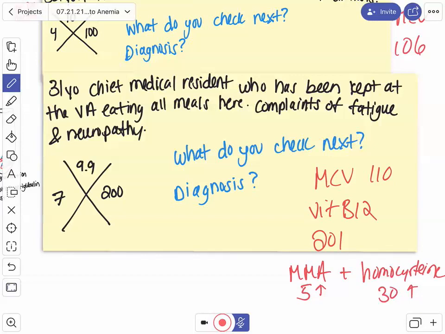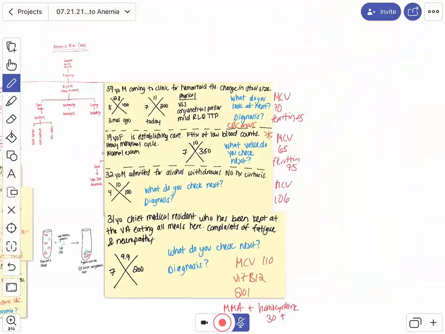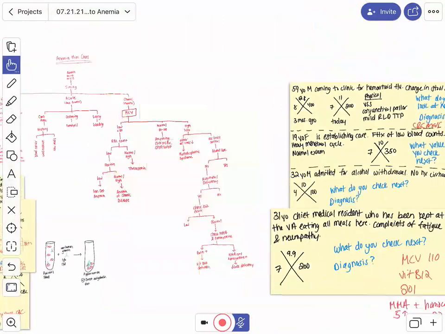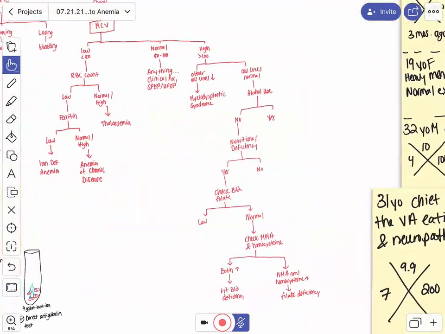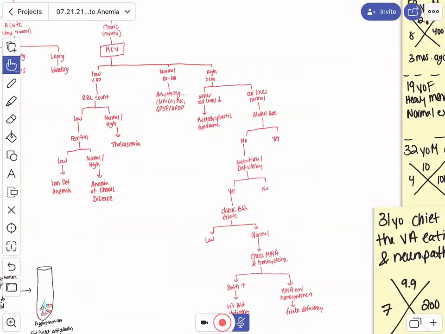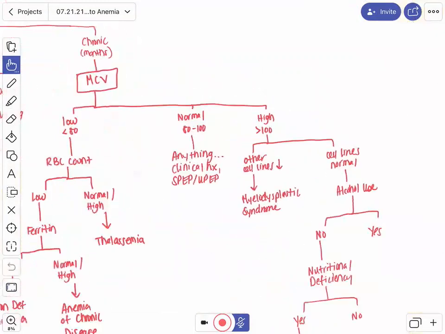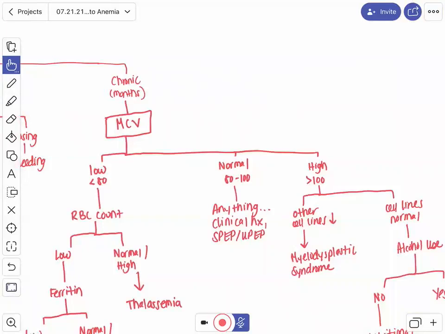Okay. So for this side of our algorithm, we were looking at chronic anemias. These are things that have been happening for months in patients. When I think about chronic anemia, I really do use the MCV to guide my workup. MCV is a measure of the volume of the red blood cells. Our normal value is between 80 and 100. High is anything greater than 100 and low is anything less than 80. And so, that second patient that we had, if you remember, the 19-year-old, her ferritin was normal, but she was anemic.